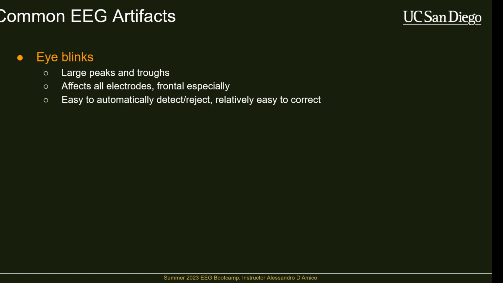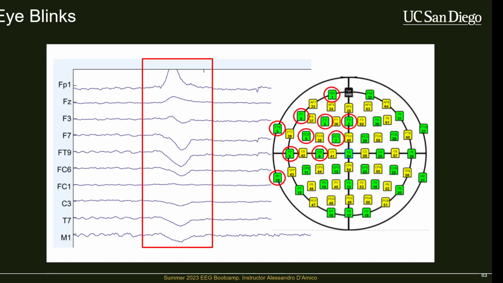It's pretty easy to detect these and reject them because they're so big. You can essentially just say, hey, I want to find anything that's bigger than like 100 microvolts, and with essentially 100% certainty, it's going to find every single blink with a cutoff like that, with just a very dumb algorithm. And it's relatively easy to correct. So eye blinks are one of the most, if not the most, corrected for artifact, right next to line noise, which again can be filtered out most of the time.